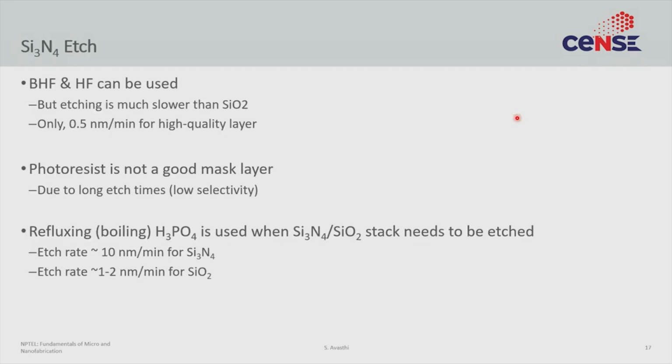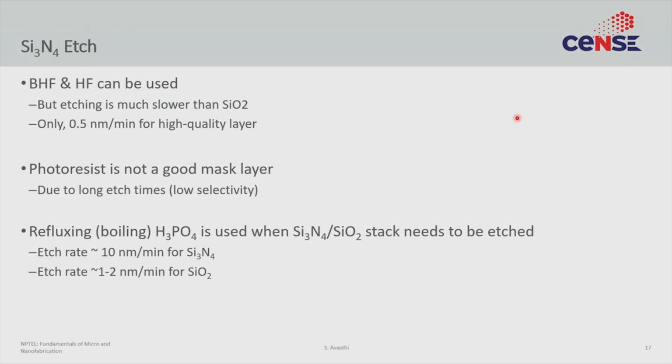The next canonical example we shall discuss is silicon nitride etch. Now, silicon nitride can also be etched with just buffered oxide etch or hydrofluoric acid etch, but the etching rate is much slower than silicon dioxide. For example, it's only 0.5 nanometers for every minute for a high quality silicon nitride layer. If you remember the lecture on deposition, towards the end we discussed the various methods through which silicon dioxide can be deposited.